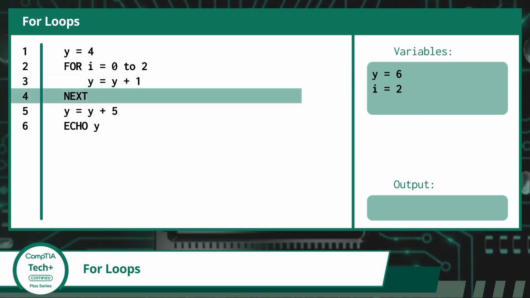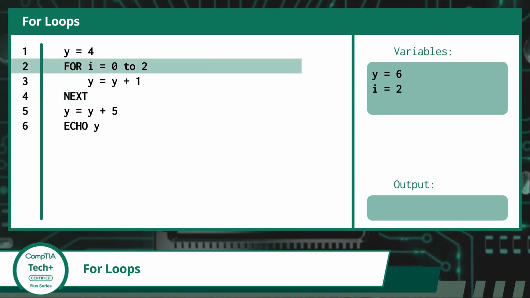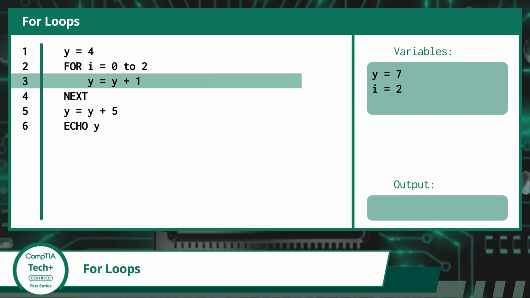On line 4, we see the word next. This next statement will increase the counter variable by the value of 1 and mark the end of our loop's second iteration. Next, we pop back up to the top of the for loop again. Since the value of the variable i, which is currently 2, is still in the range of 0 to 2, we will iterate through the for loop again. On line 3 we will reassign y with the current value of y plus 1, making 7 the new value.